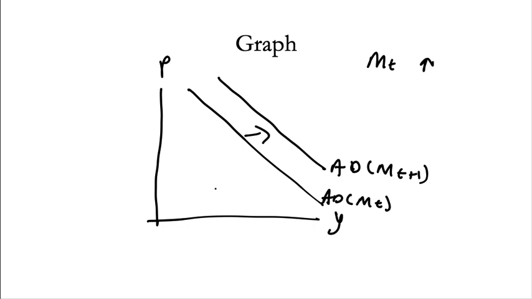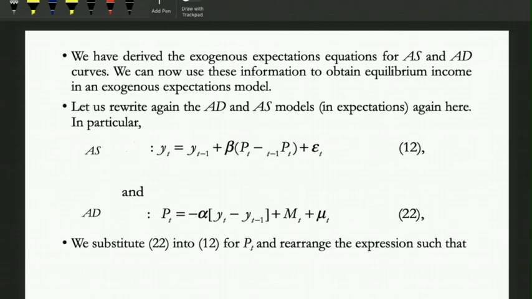So here, you try to figure out the determinants of AD, and then try to differentiate between the determinants of AD and also movement along the curve of AD here. We have derived the exogenous expectations equations for AS and AD previously.